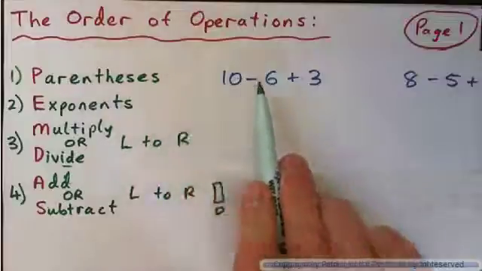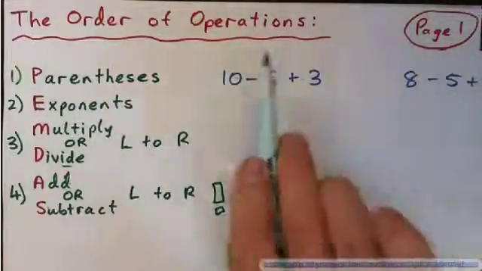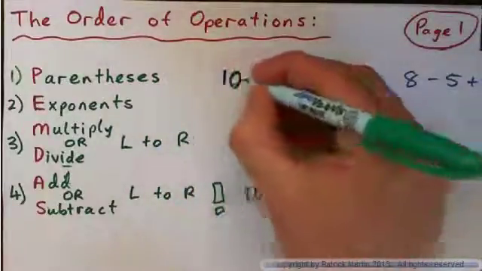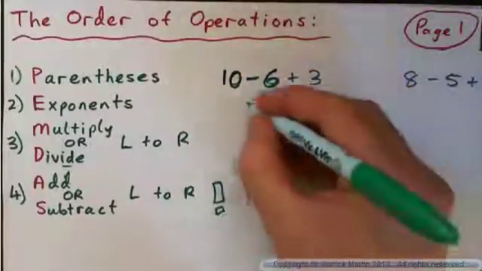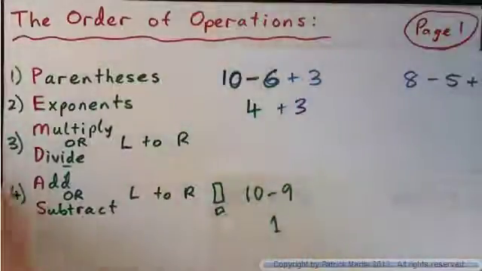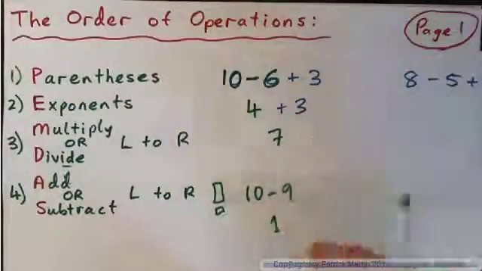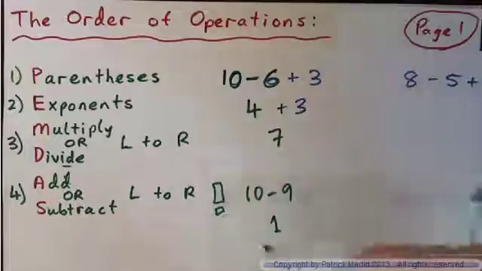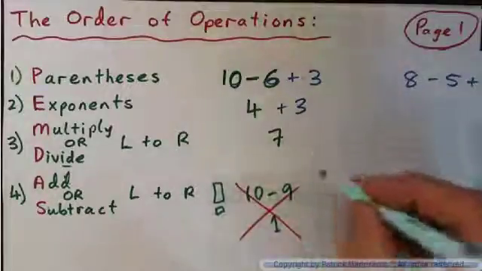So we go from left to right and do all the adds or subtracts. So the first subtract we see is 10 minus 6. Now that gives 4. Then we have to add 3. And 4 and 3 makes 7. Not 1. See that? So this is wrong, this is right.